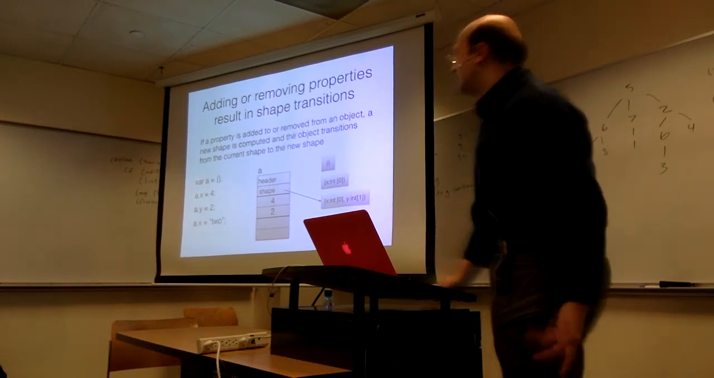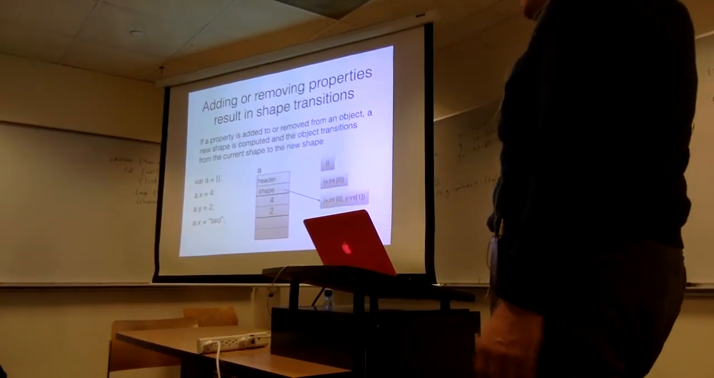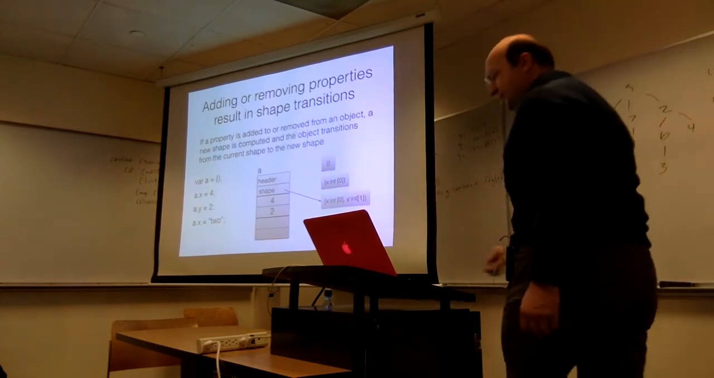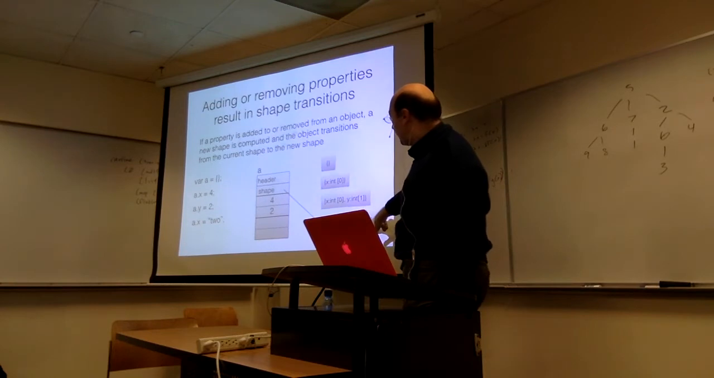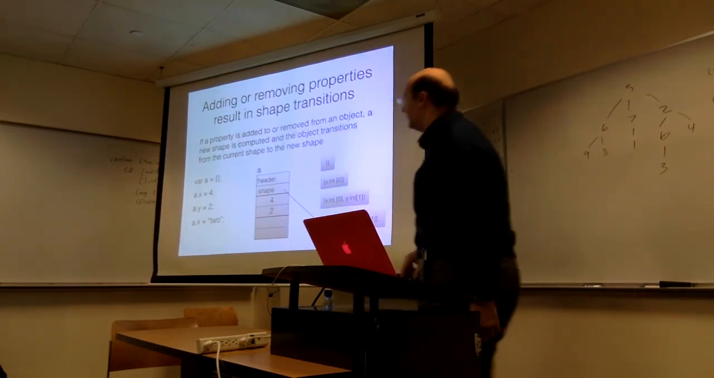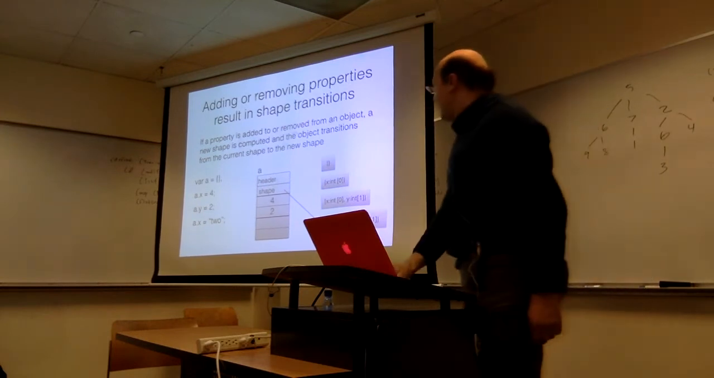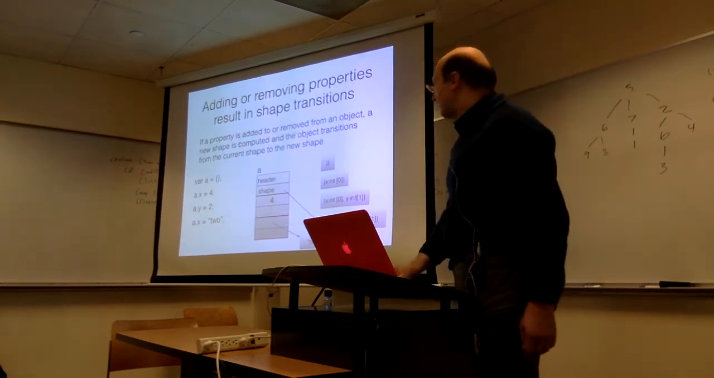Now, suppose we change the X field to be a string and not a primitive, and what's going to happen is we generate a new shape which contains X as being stored as a string in the reference area, and the reference to the string will be stored there.